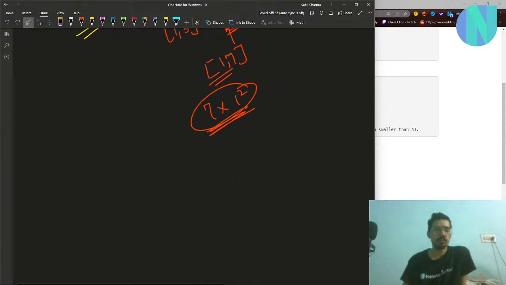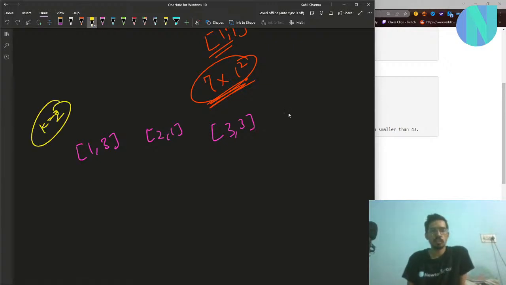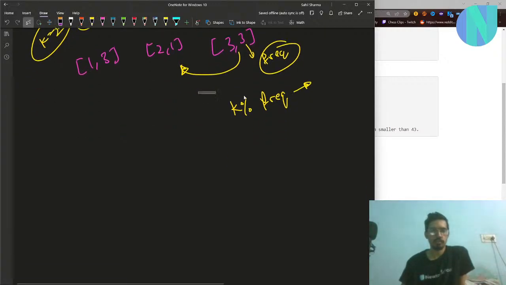And the second thing can be, let's take the same example itself. If you have 1 comma 3, 2 comma 1 and 3 comma 3, let's say your k is equal to 2 now. As you can see, you will not be able to convert your entire term to 2's, because you don't have enough operations to do that. So you will convert some of your terms. If this is your frequency, and then you have k, then you will only be able to convert k mod frequency elements.